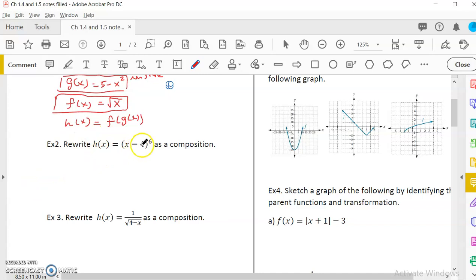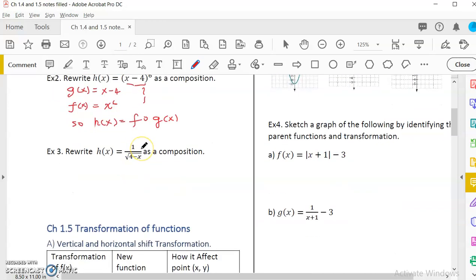So let's say h of x is now x minus 4 to the 6th power. So obviously we would recognize this as the inside function. We would say, oh, g of x is x minus 4. And then I put x minus 4 into a function that raises it to the 6th power. So my f of x, which is outside, is x to the 6th. So that h of x is f of g of x. So these are the two answers. g of x is inside. f of x, x to the 6th, is the outside.